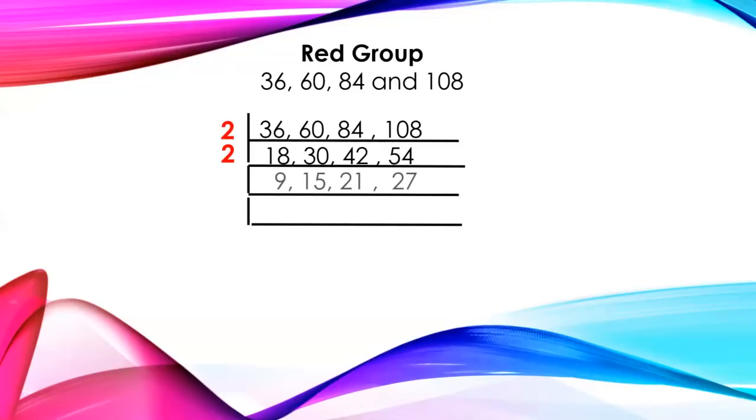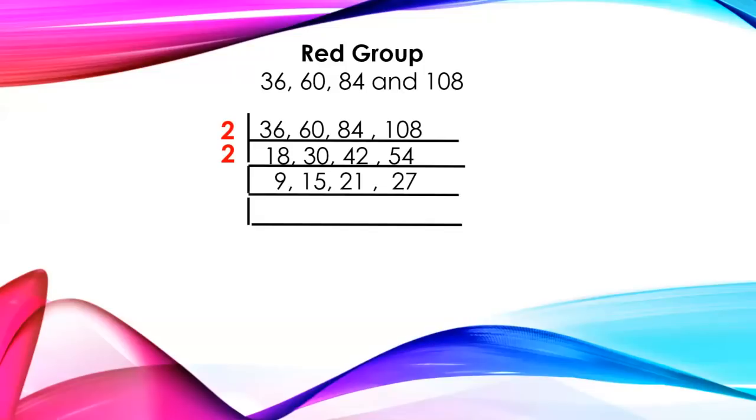Okay, so 18 divided by 2 is 9. 30 divided by 2 is 15. 42 divided by 2 is 21. 54 divided by 2 is 27. So, as you have noticed, the set of numbers are not even numbers, so we could not use 2.